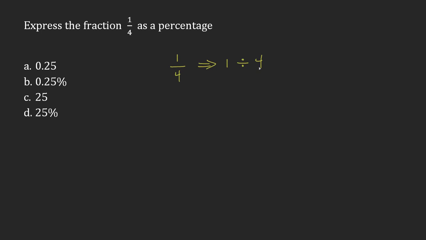Now this makes it really easy if you have a calculator. So 1 divided by 4, if you type that in and you hit equals, you're going to get 0.25. Now this is what's referred to in your textbook as just being your decimal.